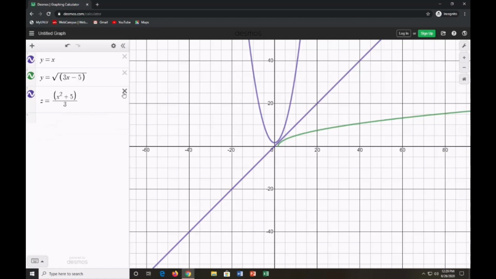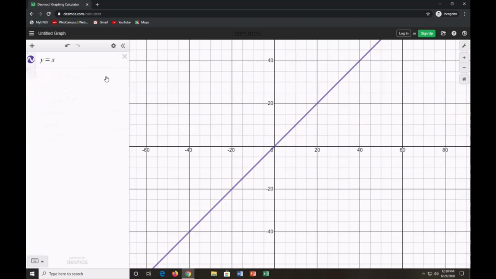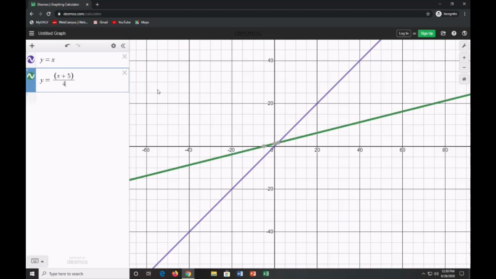Okay. All right, so let's look at another one of these functions we worked on. These are on page 4, the ones for which we verified that they are inverses of each other. So one of them was x plus 5. This was the original function. The inverse was (x plus 5) divided by 4.